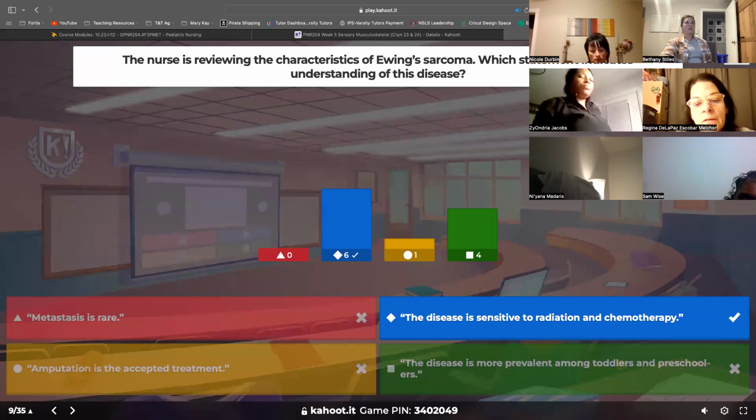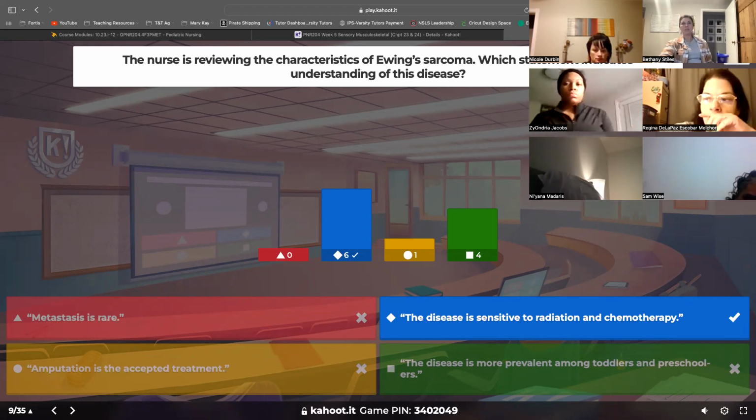Characteristics of Ewing sarcoma, which statement indicates understanding: that disease is going to be sensitive to radiation and chemotherapy, which is why that's our course of treatment for them.